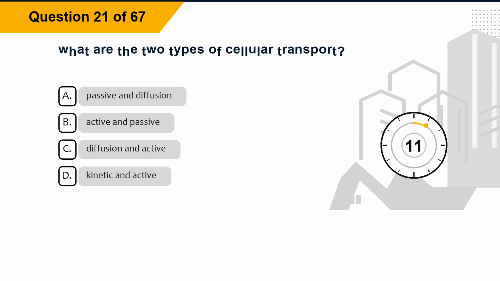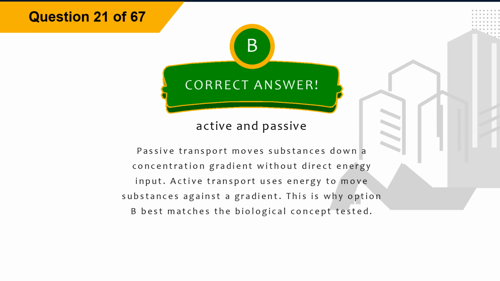Question 21. What are the 2 types of cellular transport? Option A, passive and diffusion. Option B, active and passive. Option C, diffusion and active. Option D, kinetic and active. The correct answer is option B, active and passive.